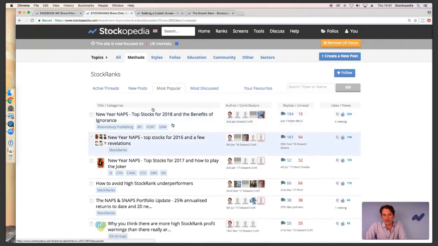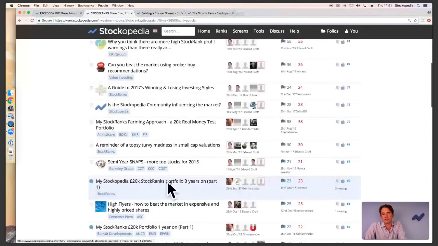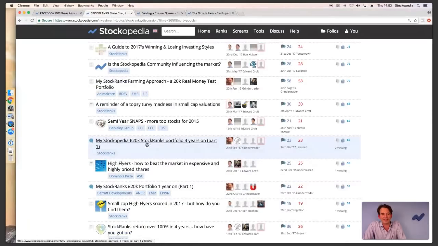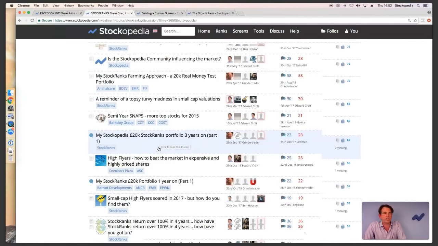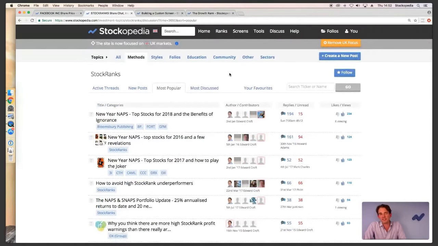And you will find some of the NAPS portfolio pieces that I've done, which give you a lot of insights into actually managing a portfolio. And you'll also find community articles as well. This is a great one from Grinder Trader, who's a great guy. He's a friend, and he's been running a StockRanks portfolio for a long time. So there's lots of good stuff to get into, and that's one of the best ways to filter it. So that's just another thing I should have put into my main presentation.